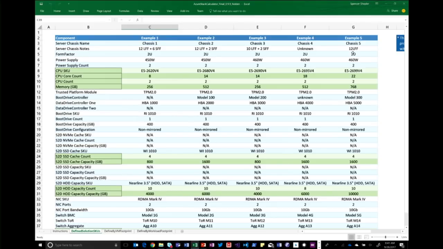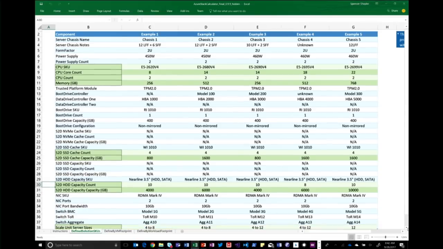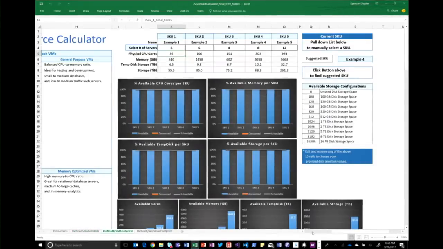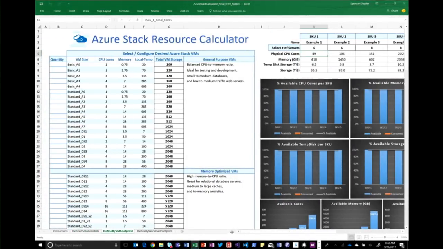So the idea is that you go through and fill this in. You can pick the CPU type, which SKU gives you the number of cores, the amount of memory, and then the cache device sizes, and ultimately, hidden down below here, is the number of servers. This is essentially the range of servers that you have in this set.